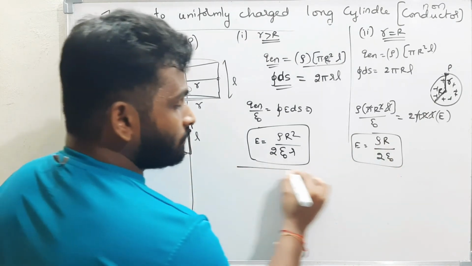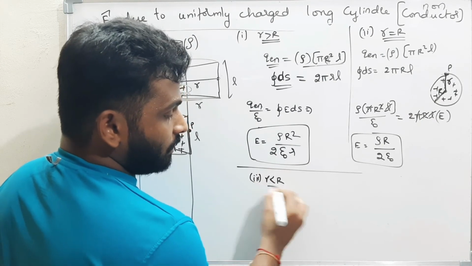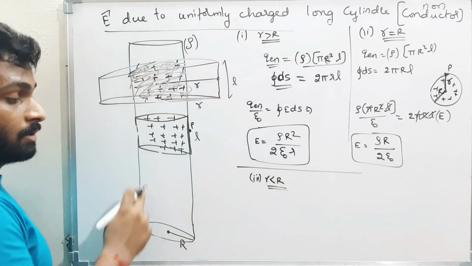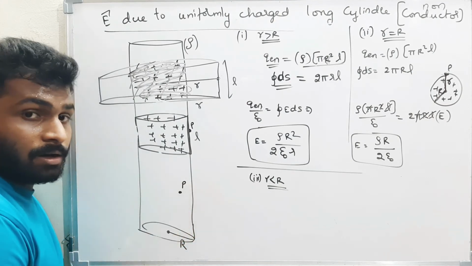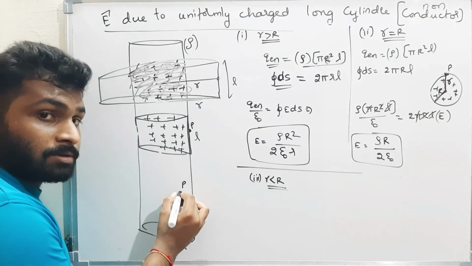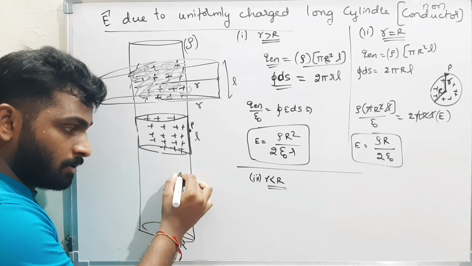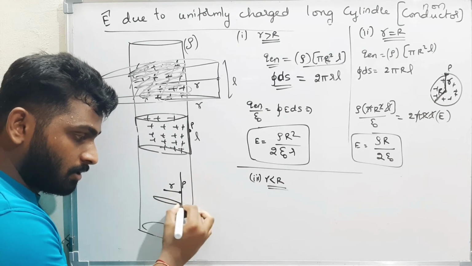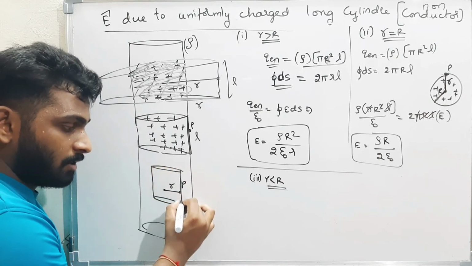Okay. Now, if the point is less than R, that means the point is inside the cylinder. I am assuming a point P inside the cylinder. Now I have to assume a Gaussian surface, with small r. The Gaussian surface has to pass through this point, and the Gaussian surface length is L.